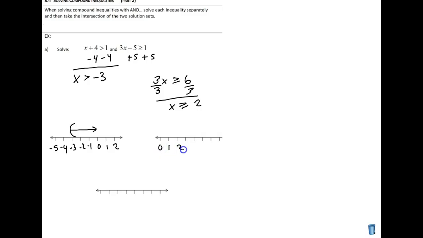Okay? And so I'm going to go ahead and put this on a number line. 0, 1, 2, and so on and so forth. And greater than or equal to 2 looks like this. Okay? But now we want to transpose these and put them both on the same number line.